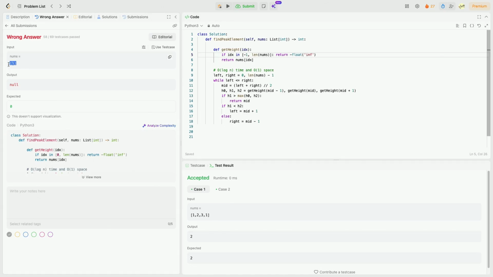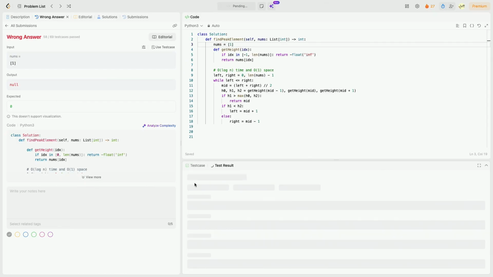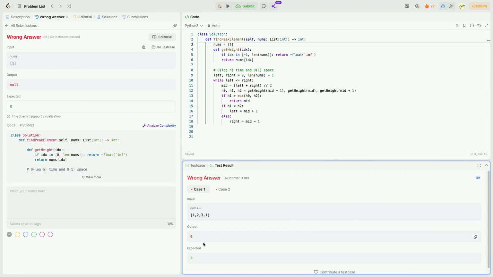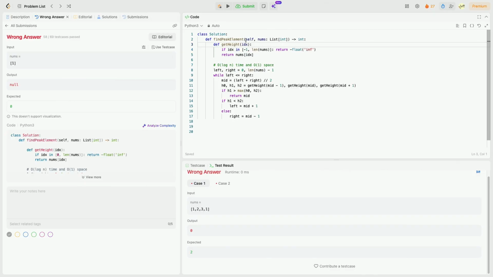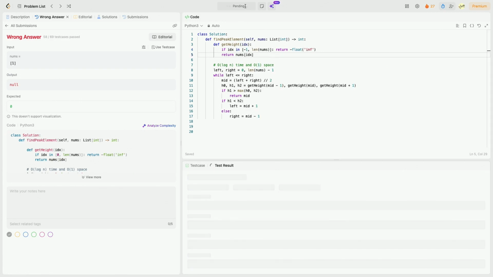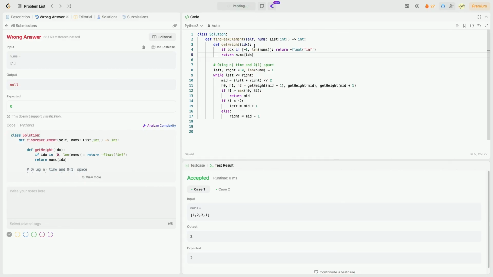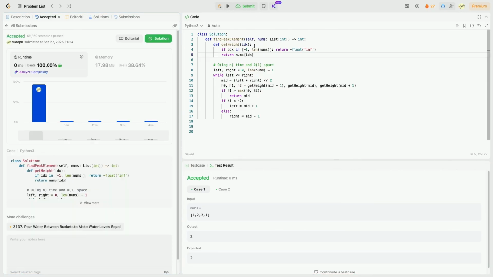And if we take this little example, nums equals 1, and if we run the test, it should return 0 because that's the 0th index. So that's correct. So I think that was the error here, that we were checking the wrong index. And we're going to submit it. Okay, at last. Again, too many small errors.